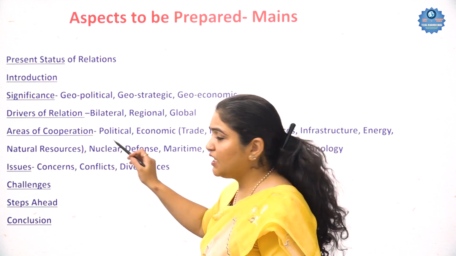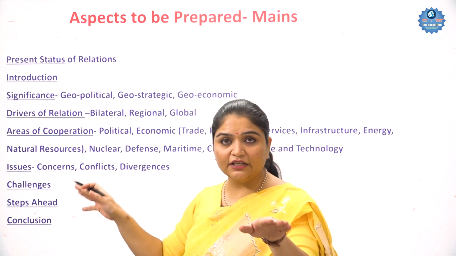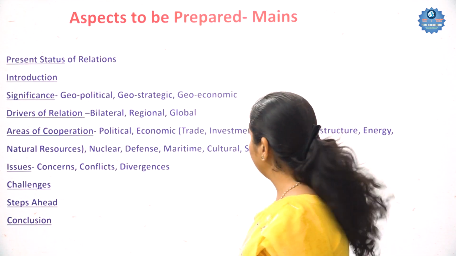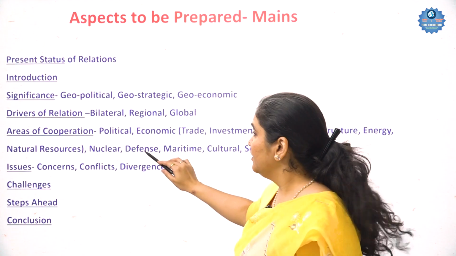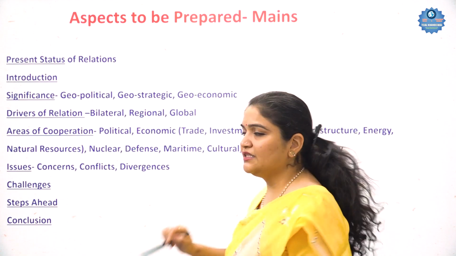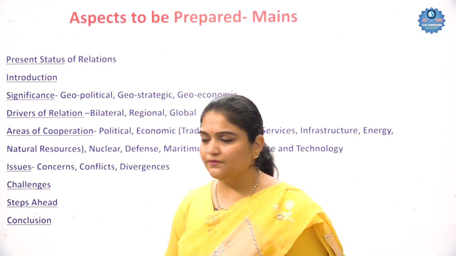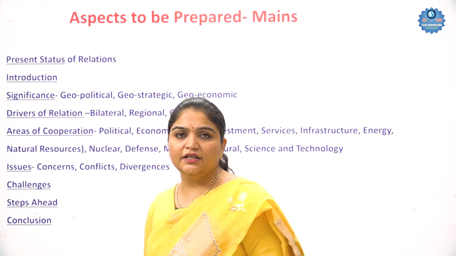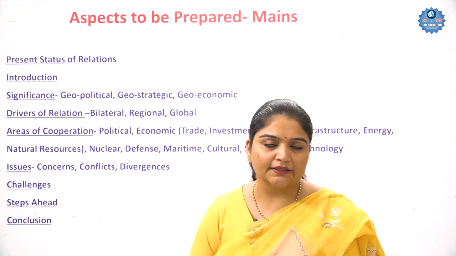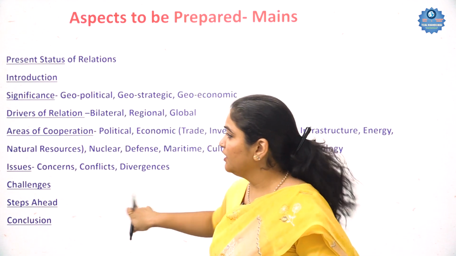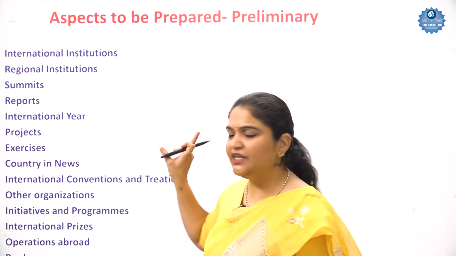Areas of cooperation, political, economic. In economic, we will also look across various parameters: trade, investment, services, infra, energy, natural resource, nuclear, defense, maritime, cultural, and science and technology. Then what are the issues, concerns, conflicts, divergences, challenges, steps ahead, and conclusion. This should be your main way of understanding a relation. And this is your prelims. Only this much. In these aspects, things need to be covered.